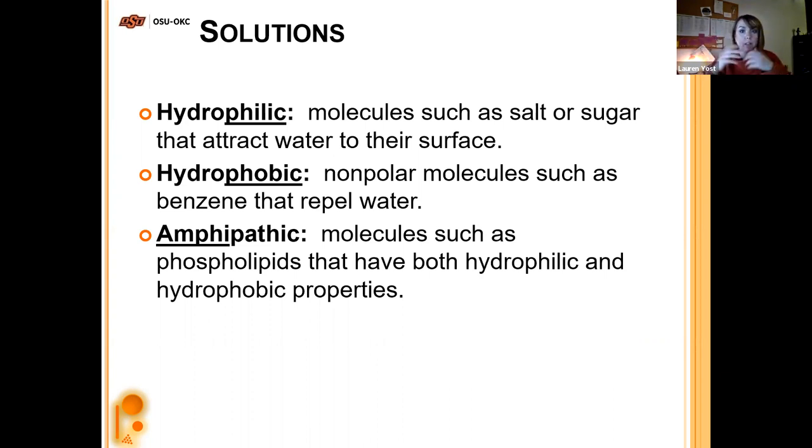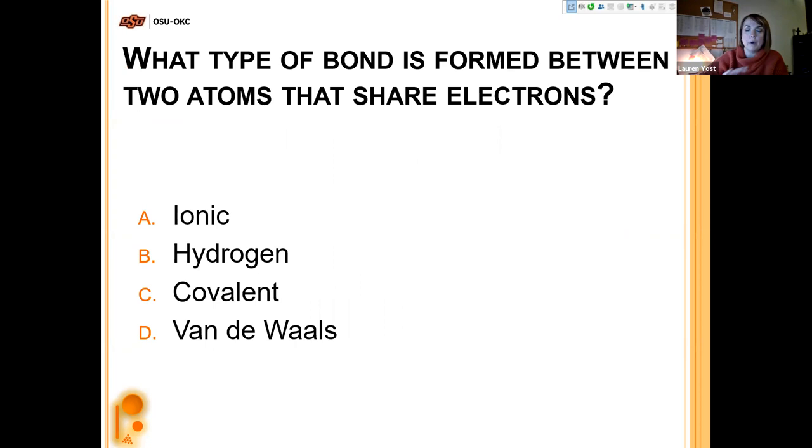So it's two ways they can live. The same way with the amphipathic molecules, they can have a charged end and an end that is hydrophobic and won't interact well with water. So part of it won't interact well, the other part will. So that's really important with phospholipids in the membranes.